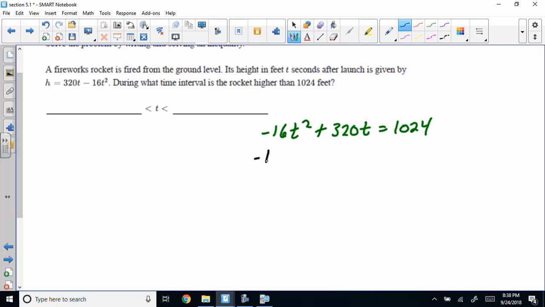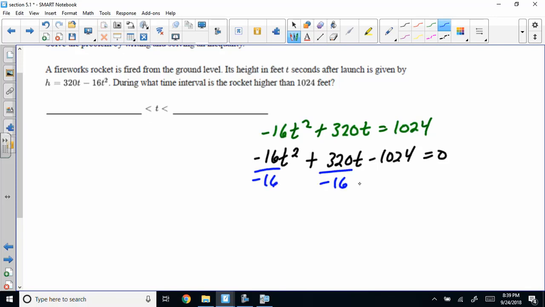So I'm going to take this over here, and then I'm going to do this. See if y'all agree. I divide everything by negative 16, guys. I get t squared minus 20t plus 64 equals 0. What are factors of 64 that added together give you 20?